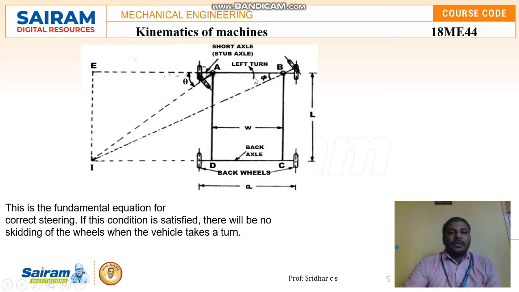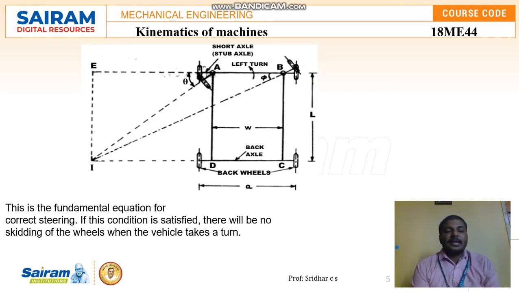Whenever making a left turn, there will be a more inner turning angle on the inner wheel. If this condition is satisfied, then there will be no skidding of the wheels when the vehicle takes a turn.